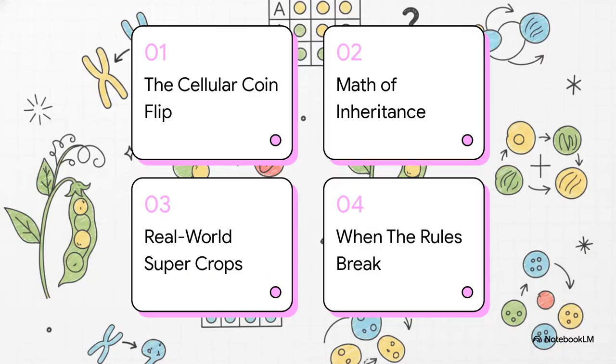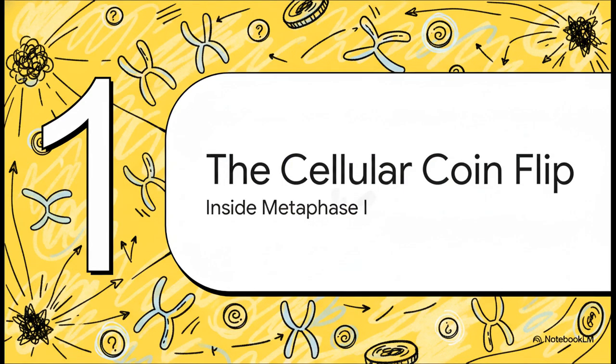Here's our roadmap for today. First, the cellular coin flip. Second, the math of inheritance. Third, real-world supercrops. And finally, number 4, when the rules break. So, let's kick things off with part 1, the cellular coin flip, inside metaphase I.